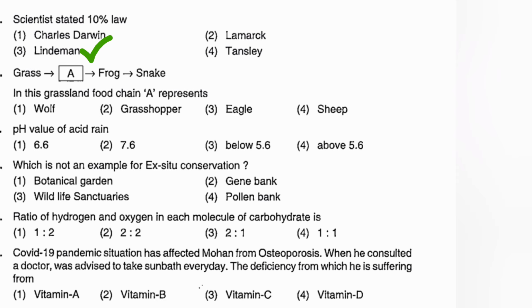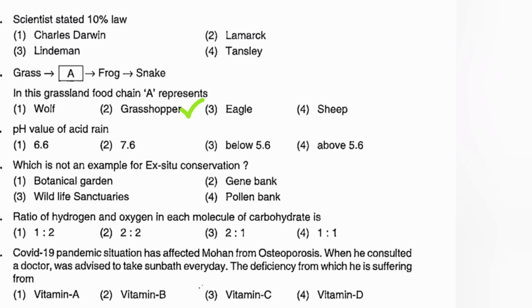Next question: grass, A, frog, snake. So you have to find the food chain A represents. The grass is eaten by grasshopper. So the answer 2 is correct.